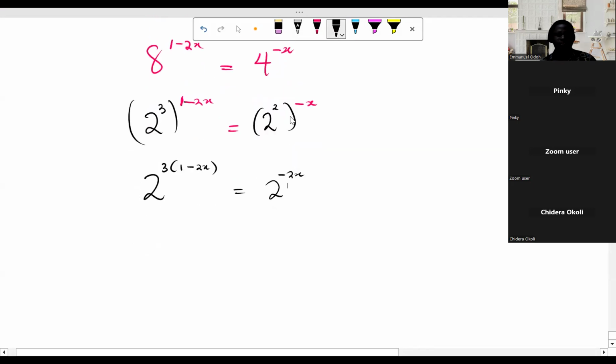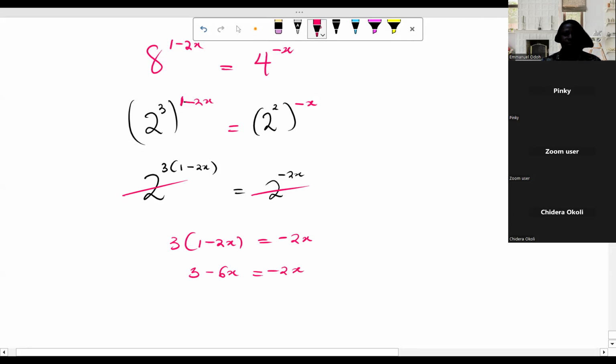We can cancel the bases that are the same. 2 cancels 2. So we are left with 3 times 1 minus 2x is equal to minus 2x. So let's expand the bracket. 3 times 1 is 3. 3 times minus 2x is minus 6x. Now let me bring the minus 2x to this side. So I have minus 6x plus 2x is equal to 3.